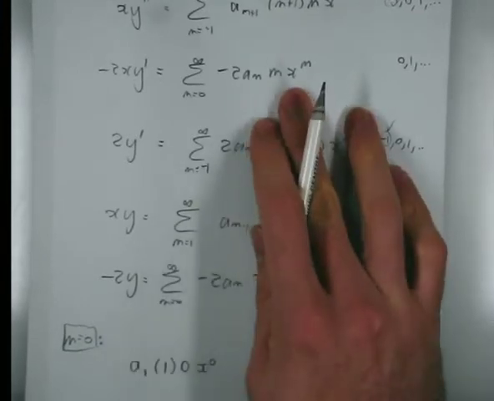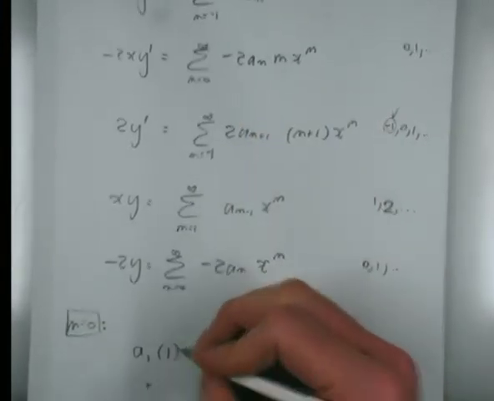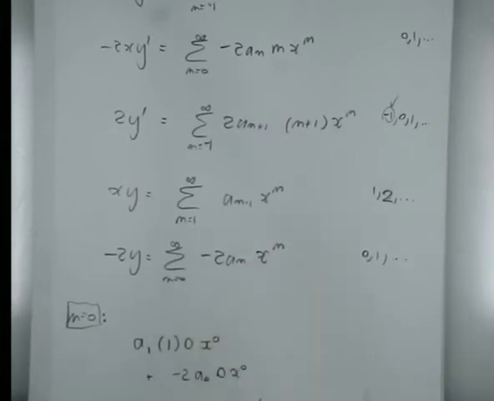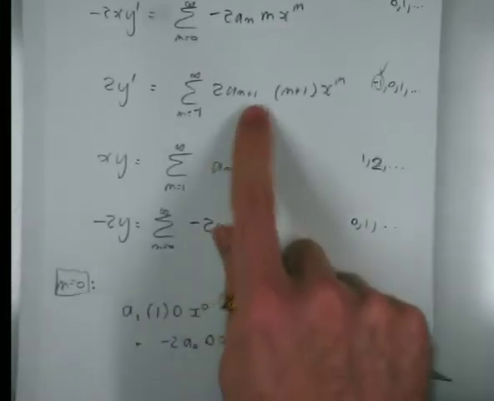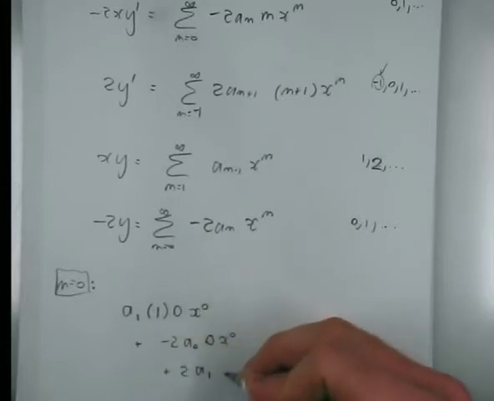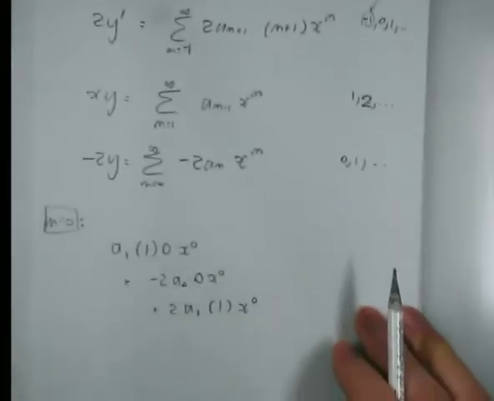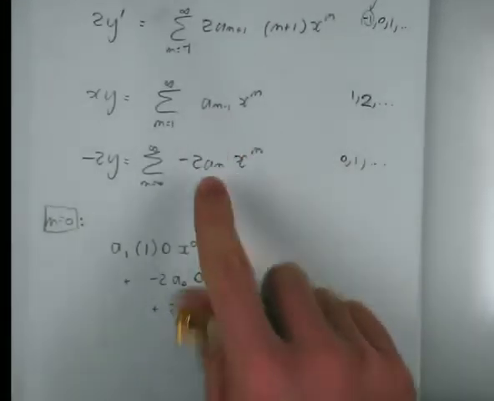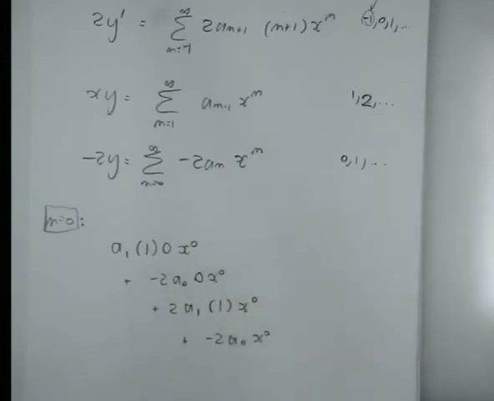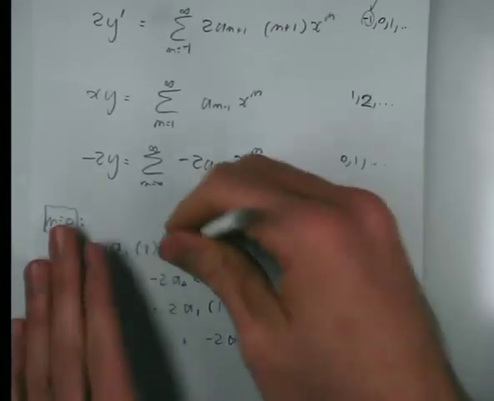This one, when m equals 0, I've got minus 2, a 0, 0, x to the 0. Okay, so that one's gone. When m equals 0 for this one, I've got 2a1, 1, x to the 0. And then this one doesn't have a 0. And this one I've got minus 2a0, x to the 0. Now they all have an x to the 0, so it's not actually necessary to put that in, but it just helps me to focus when I'm doing this, so I can rub them out if I want.